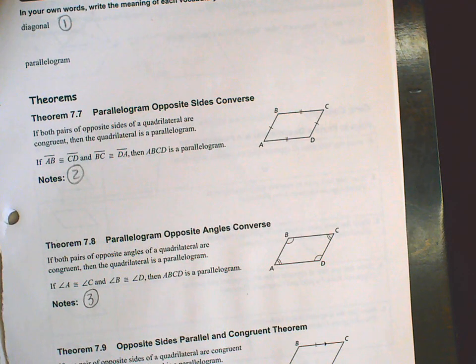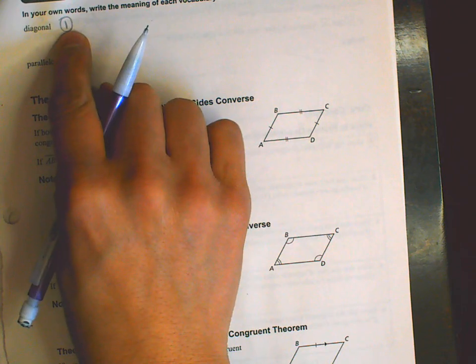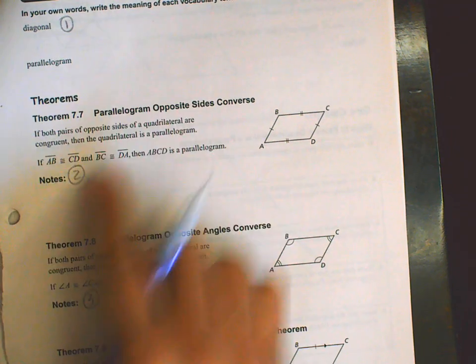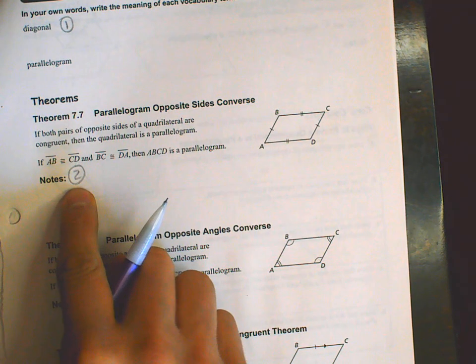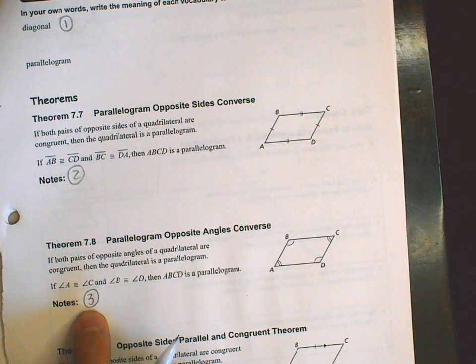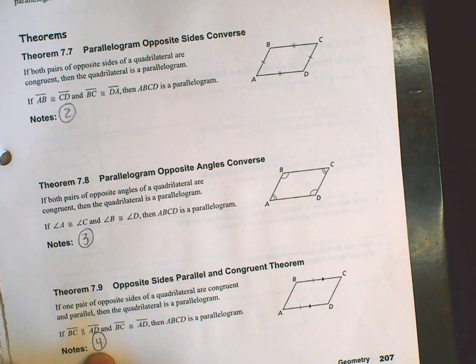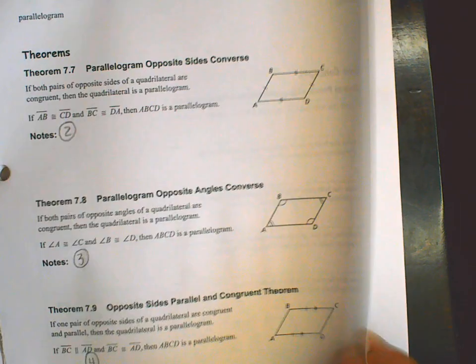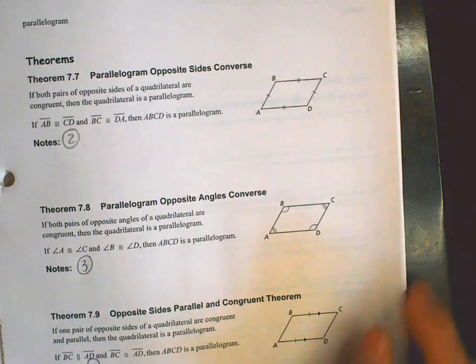All right, now here's where the examples are going to go. So on page 207, you're going to put problem number 1 there, problem number 2 here, problem number 3 there, and problem number 4 right there. And there is no problem 5.